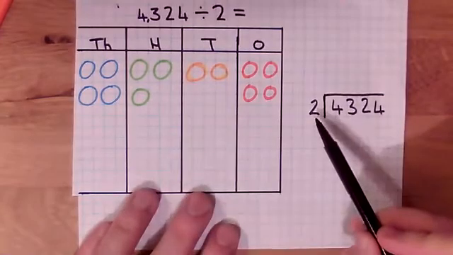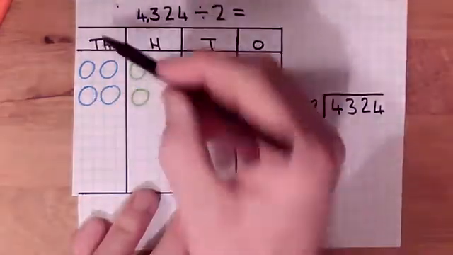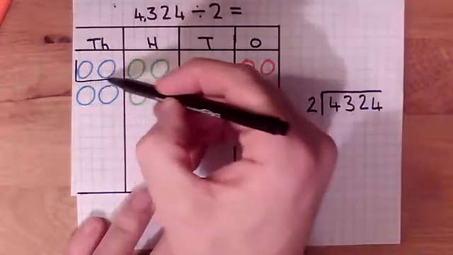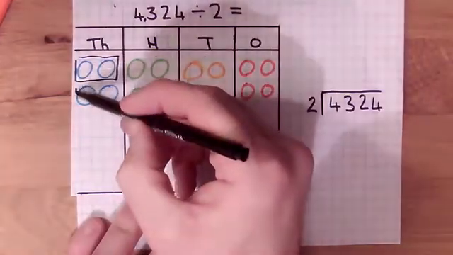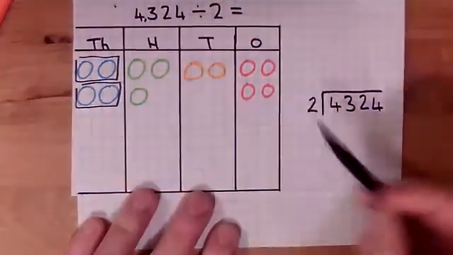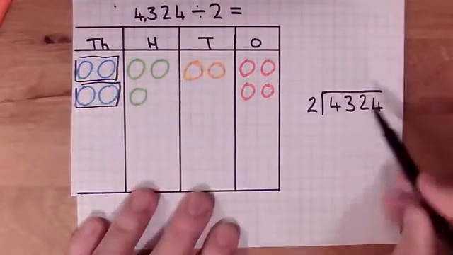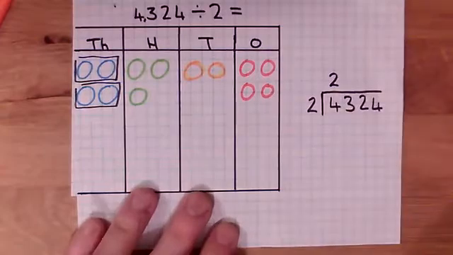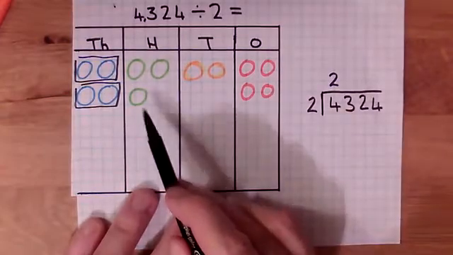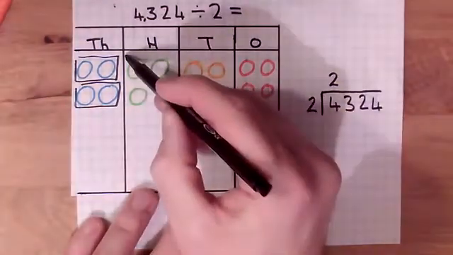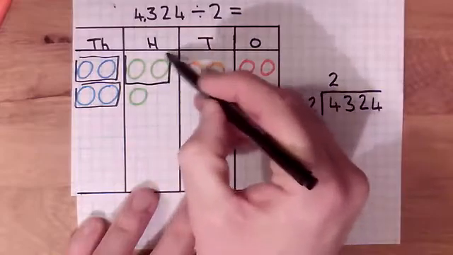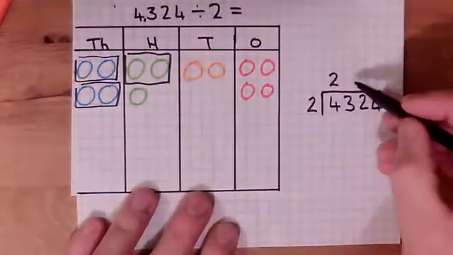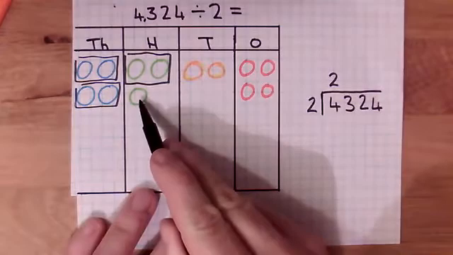I'm going to look for my groups of 2 in my thousands. I've got 2 here. I've got 1 and 2. So 4,000s divided by 2 is 2. I now come to my hundreds. I do the same again. I look for groups of 2. So I've got 1 here, and I've got a remainder to work with.